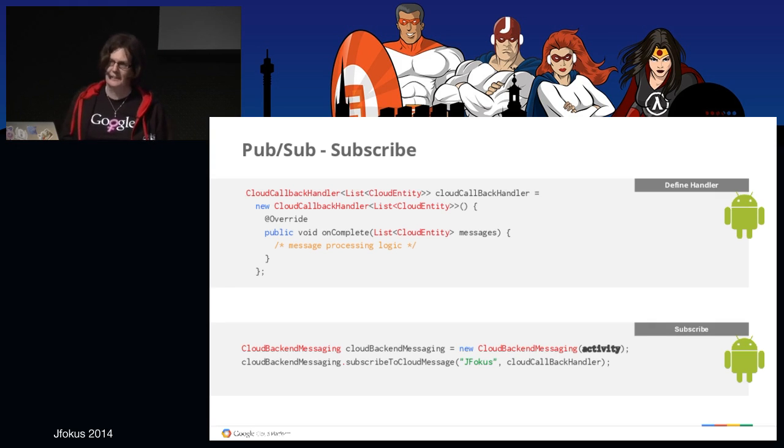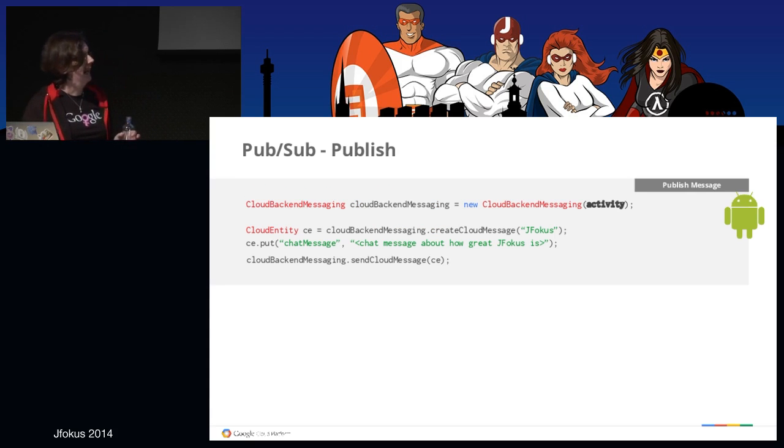You create an instance of cloud backend messaging. We have quite a complicated hierarchy of objects: a synchronous version of a cloud backend, an asynchronous version of a cloud backend, and this cloud backend messaging subclass. We create that and pass in a context, in this case an activity. Then we can very simply call subscribe to cloud message on that object and pass in a topic. This is a topic we're interested in, not an actual message. And we pass in our cloud callback handler, which will be invoked when any messages come along that match that topic.